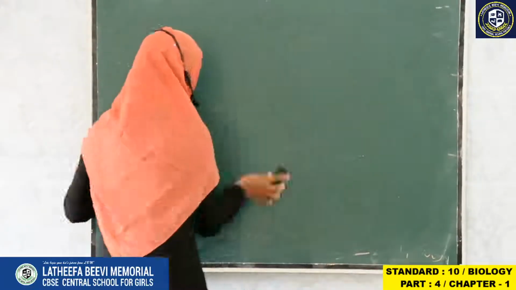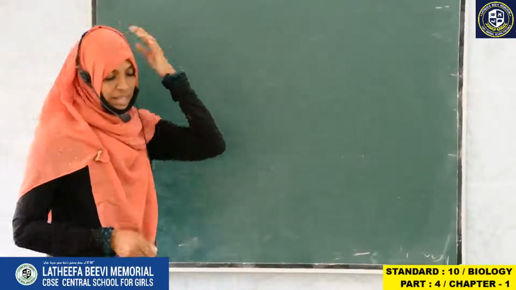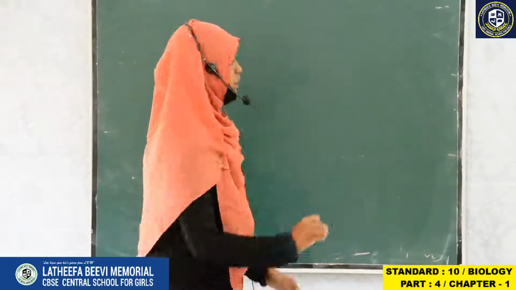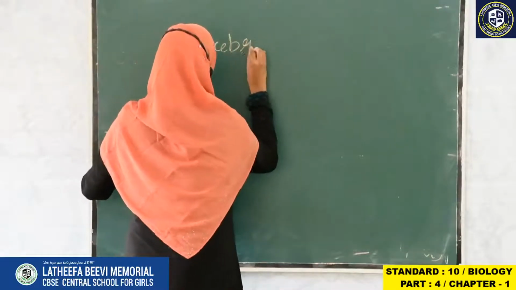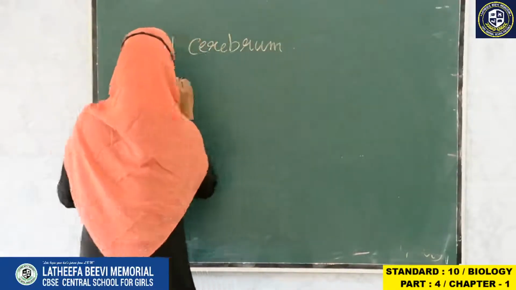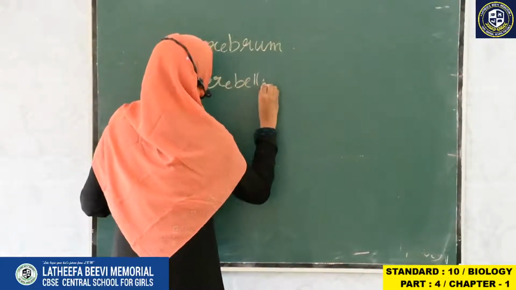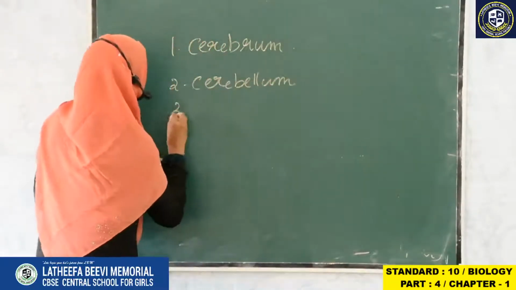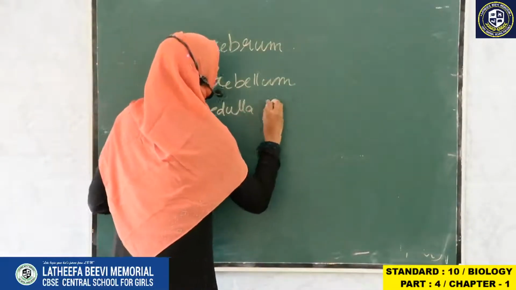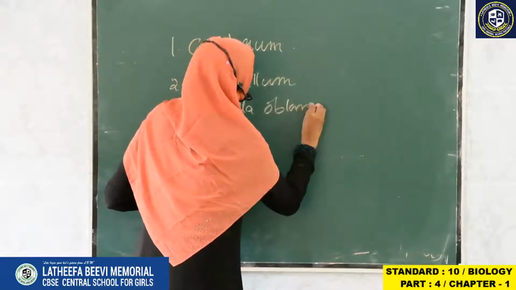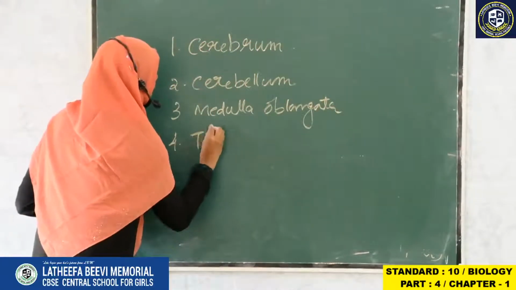Okay. So now we are going to discuss the parts of the brain. What are the parts of the brain? The main parts are, the first one is cerebrum, the second one is cerebellum, the third one is medulla oblongata, and the fourth one is thalamus.